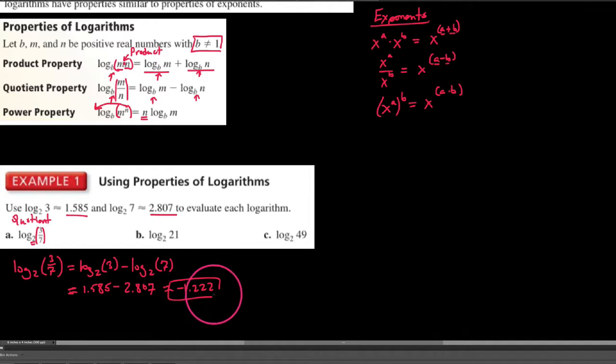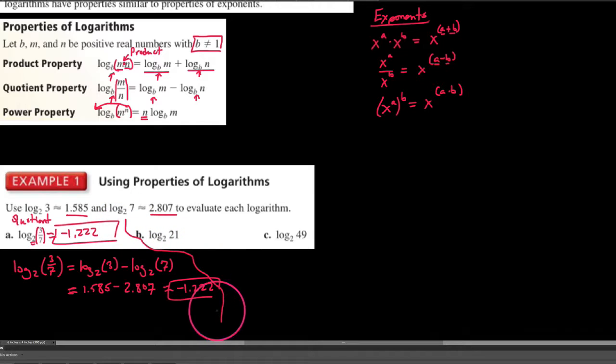So I'm going to put a box around this. But the thing we want to do is come up here and say, well, then this is approximately negative 1.222, because we were able to rewrite this as a difference of two logs and we knew their values. So therefore, this one has a value of the difference of those two log values.